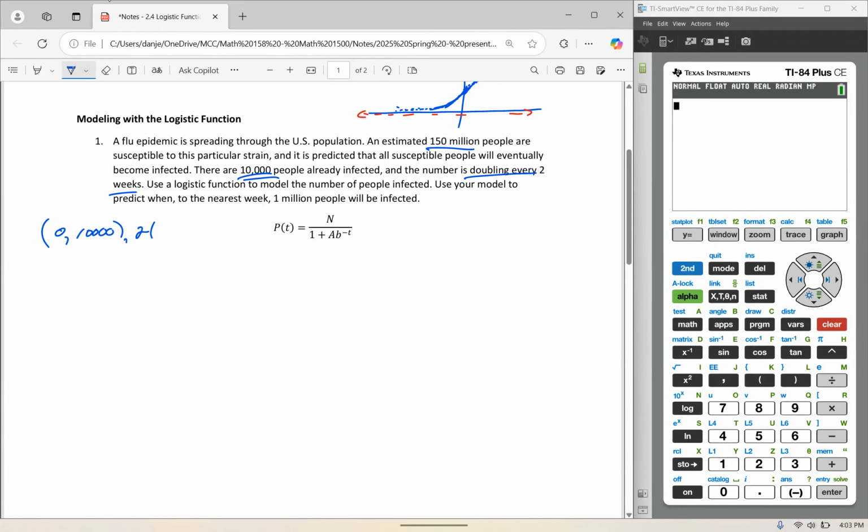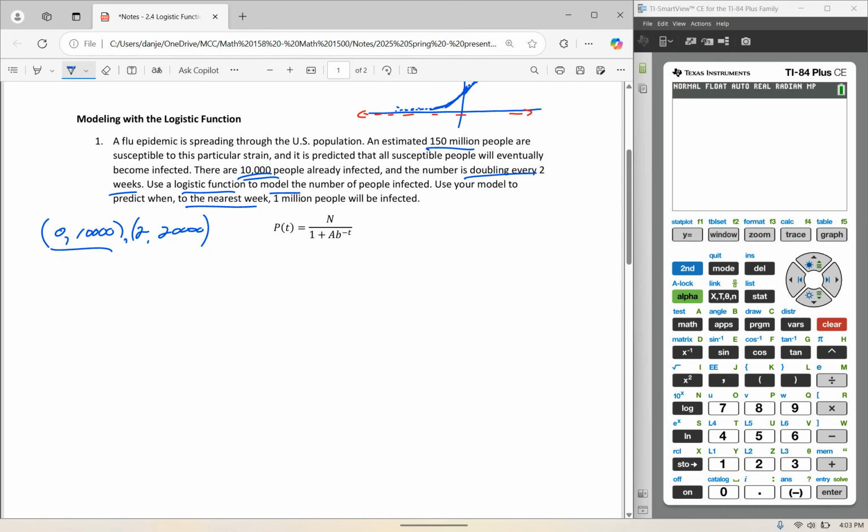So 2 weeks from now, we anticipate 20,000 people to be infected. Okay, we want to use a logistic function to model the number of people infected. And we're going to use that model then to predict when, to the nearest week, we would expect 1 million people to become infected.